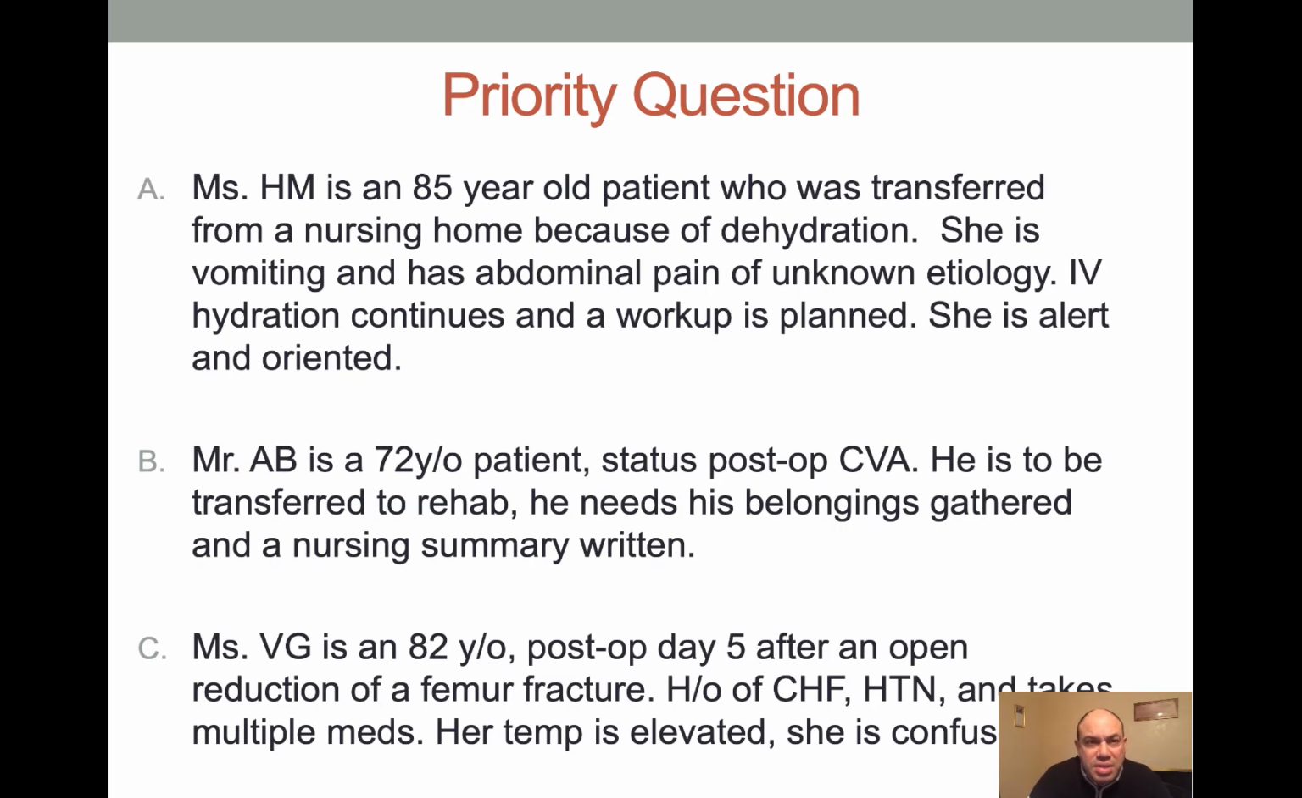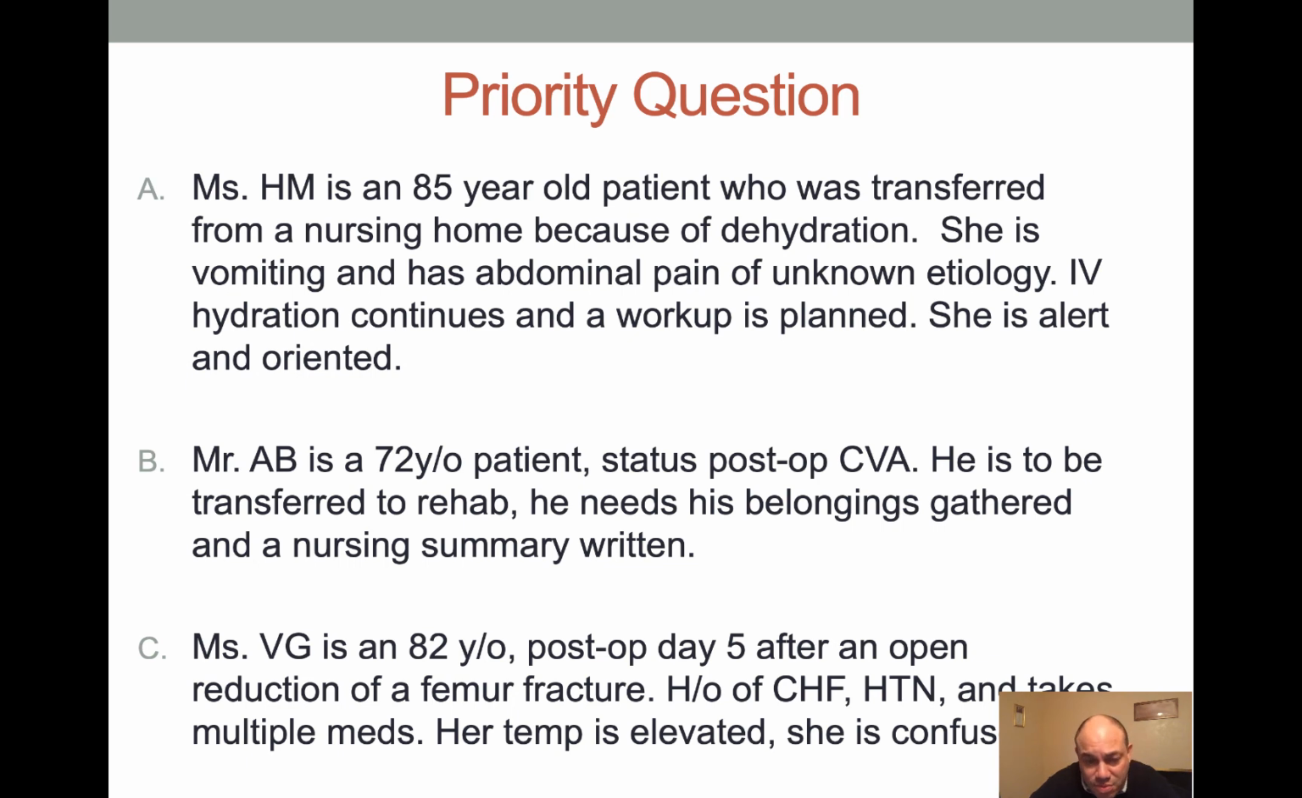And here's a little question to ask you. Miss HM is an 85-year-old patient who was transferred from a nursing home because of dehydration. She's vomiting, has abdominal pain with unknown etiology. IV hydration continues, and a workup is planned. She's alert and oriented. Then you have Mr. AB, who's 72 years old, status post-CVA. He's to be transferred to the rehab. He needs his belongings gathered and a nursing summary written.